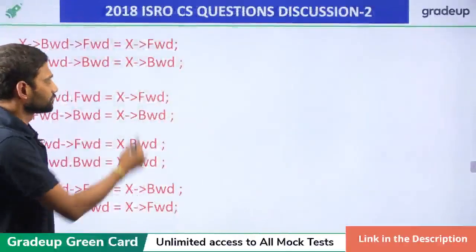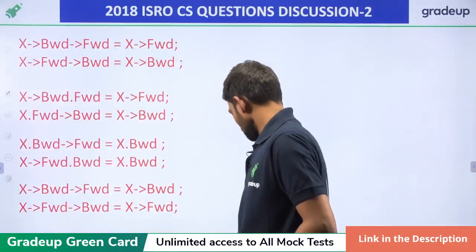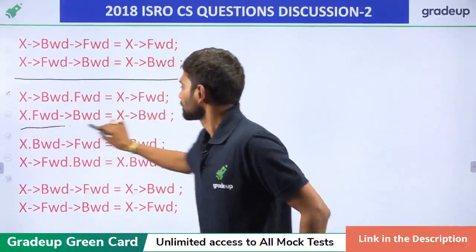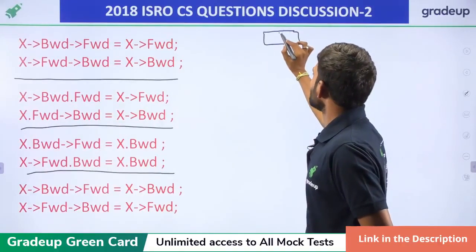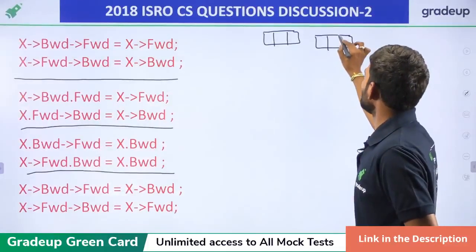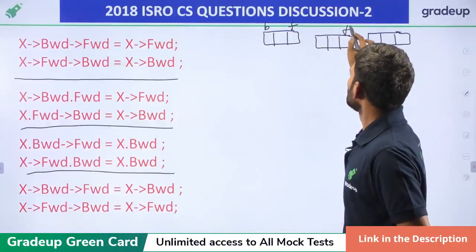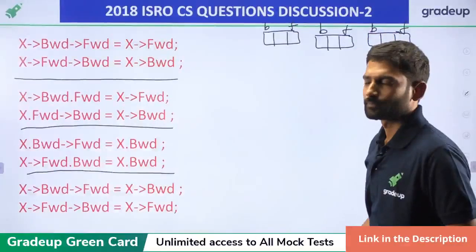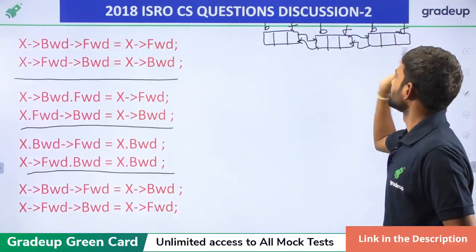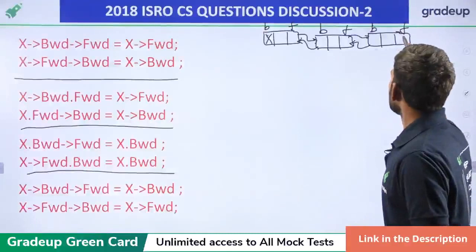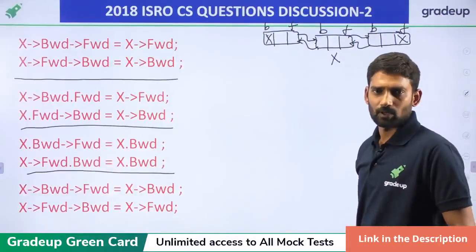I have just copied the same options here, options A, B, C, D. Now, let us consider one element X. This is a doubly linked list. A doubly linked list element looks like this, which has two pointers, one forward and the other backward. Forward points to the next element always, backward points to the previous element. The first element's backward points to null, and the last element's forward points to null, right? Let us suppose this is X which you want to delete.